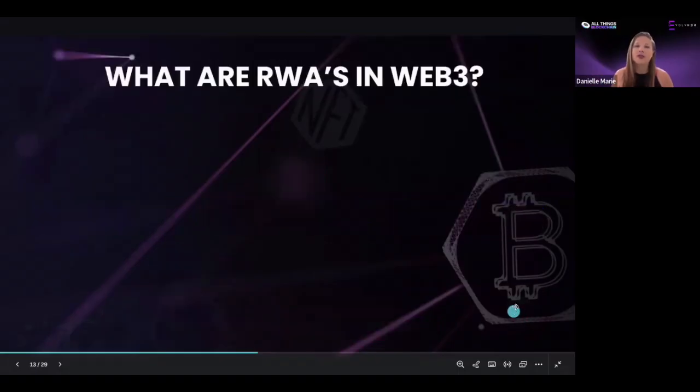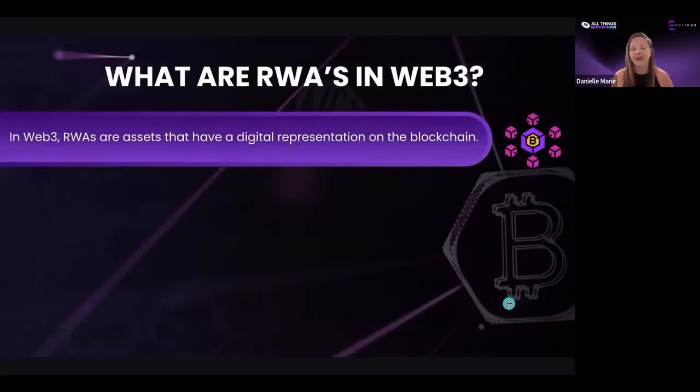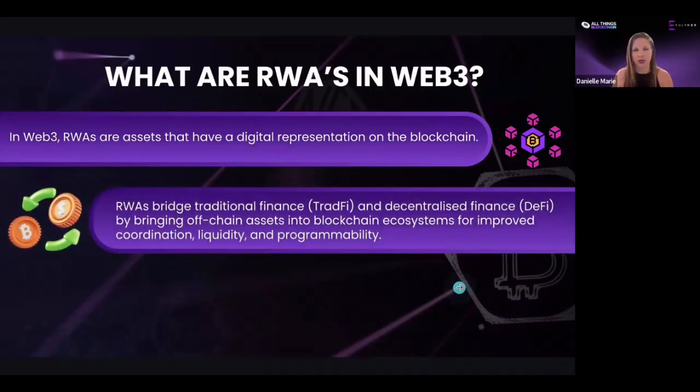What we're doing is taking the asset and creating a digital representation of it, and we're tokenizing it, which we'll talk about in just a moment. Basically we're creating a record, if you want, of this real world asset, and we're putting that digital representation onto the blockchain.